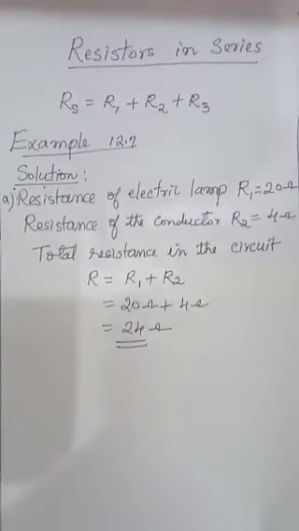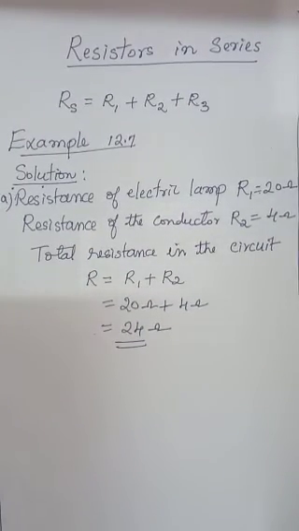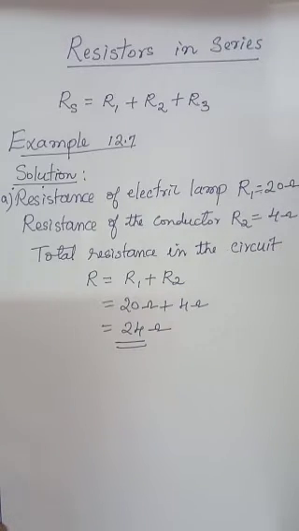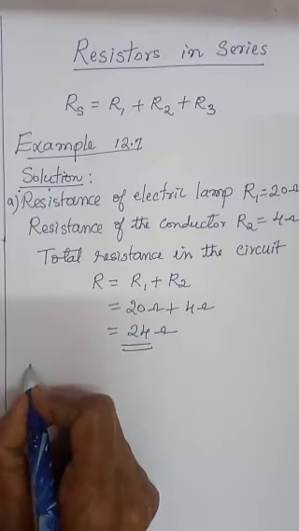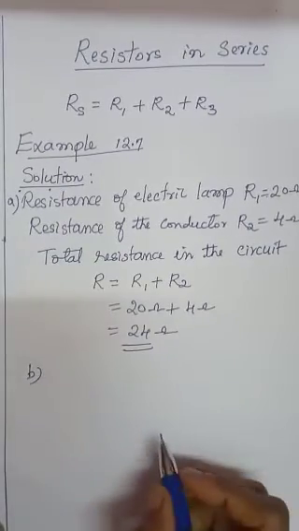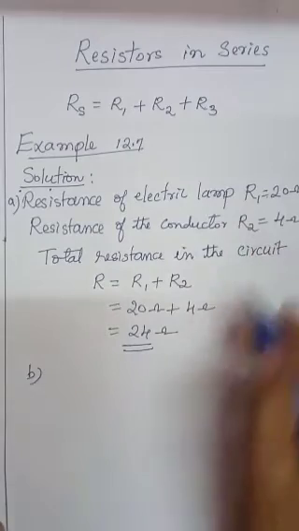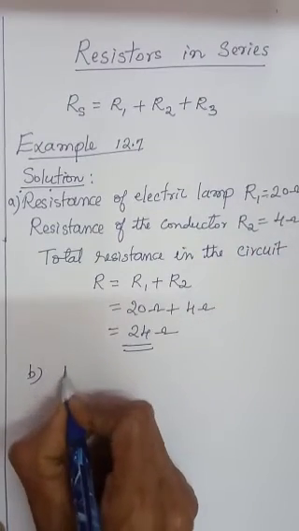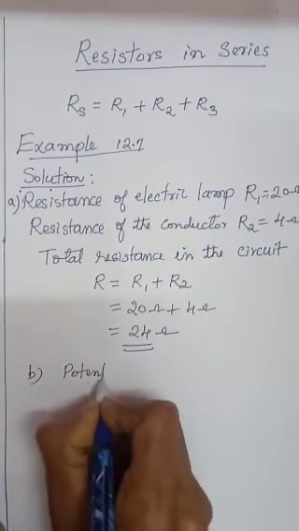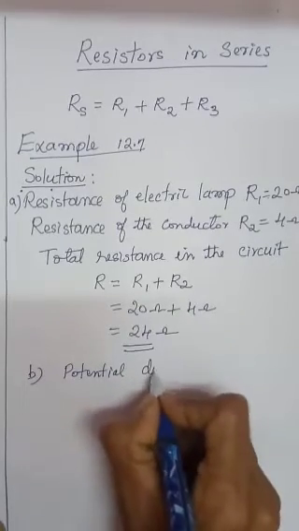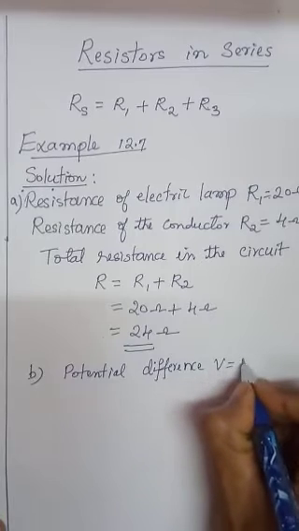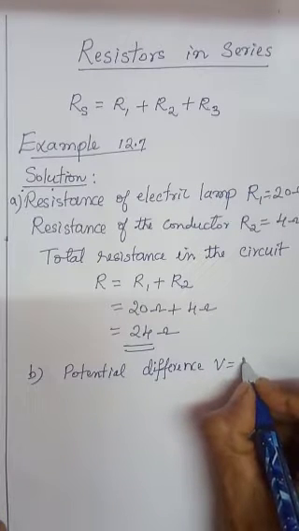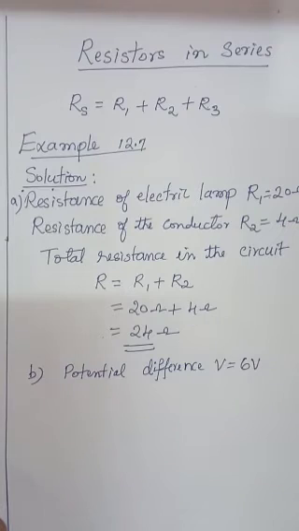Now let us go to the B part. It is given to calculate the current through the circuit. Before calculating the current, write potential difference. It is given. These two devices are connected to a 6 volt battery. So write potential difference. Potential difference is represented by the letter V. V is equal to 6 volt. Apply Ohm's law.